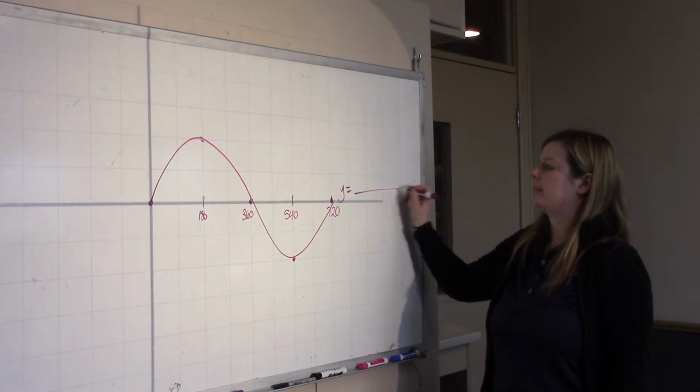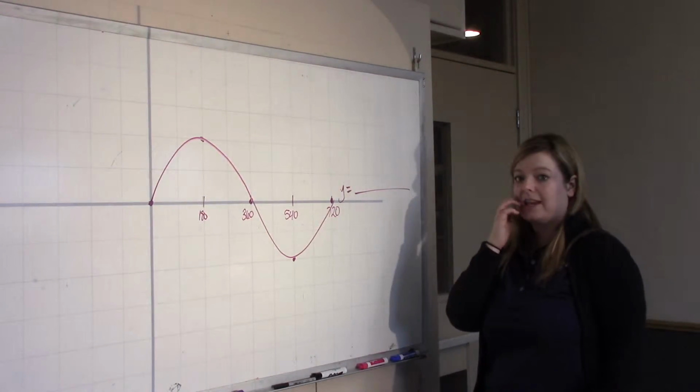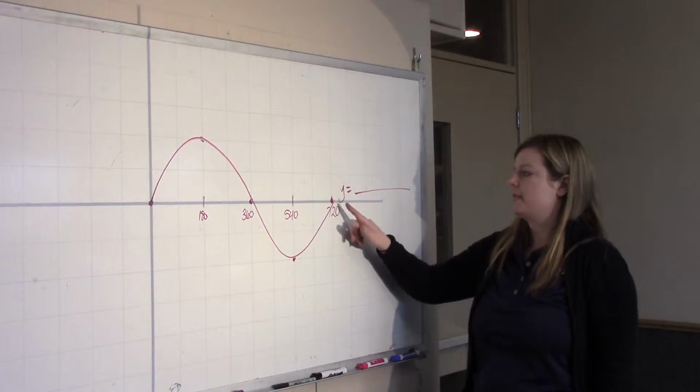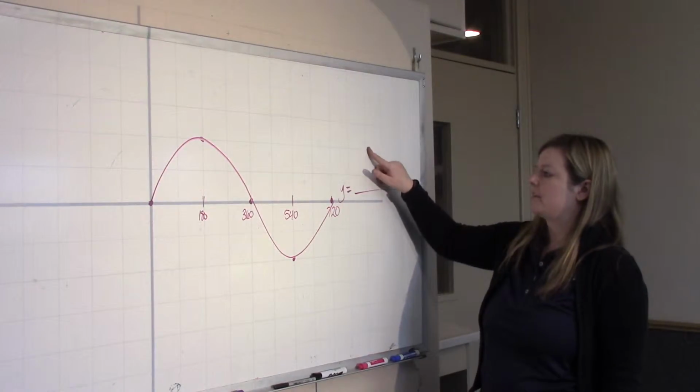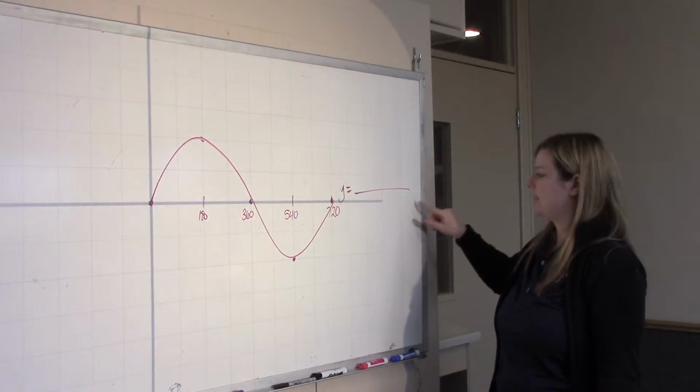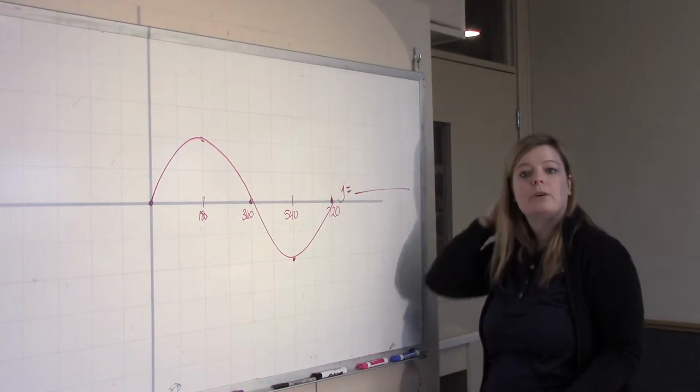You label it. Okay? If you wanted to draw another cycle, if I said 2 cycles, then you just keep going. Add another 180, you'd have another maximum. Go another 180, you'd have another axis point, etc. You just continue with the curve.